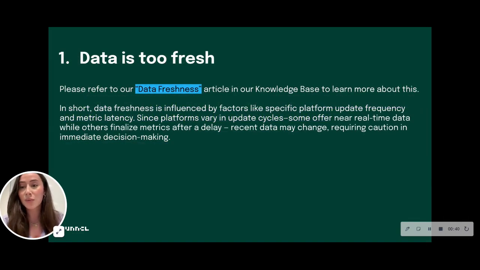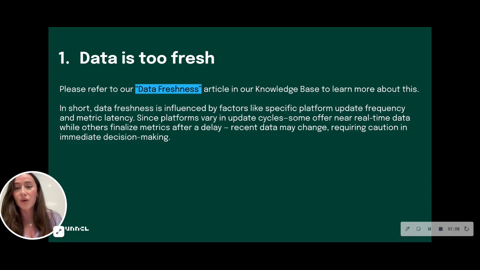So, jumping into step number one to troubleshoot is keeping in mind that the data might be too fresh. Please refer to our article called Data Freshness in our knowledge base to learn a little bit more about this. But in short, data freshness is influenced by factors like specific platform update frequency and metric latency. Since platforms vary in update cycles, some offer near real time data while others finalize metrics after a delay. Recent data may change, requiring caution in immediate decision making.